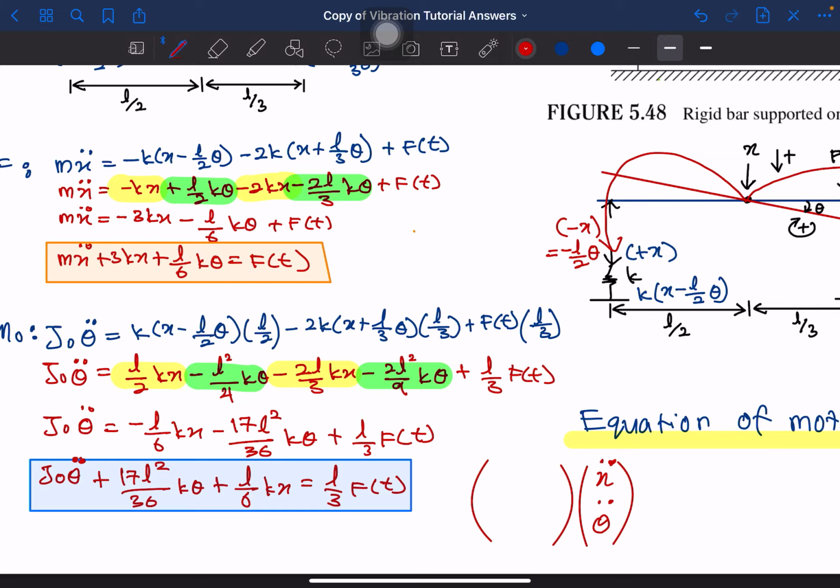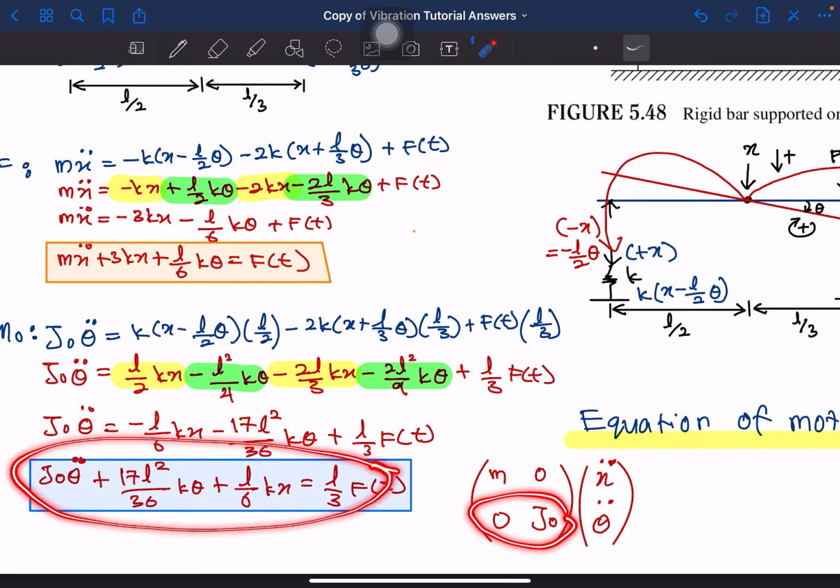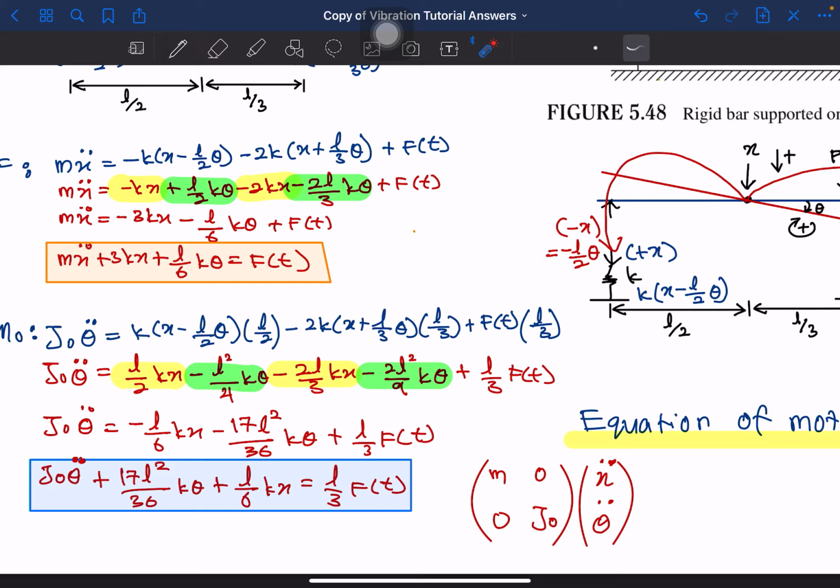Okay, so M, 0, 0, J naught. Remember, the first column is for x double dot, the second column is for theta double dot. First row is for the first equation, second row is for the second equation. You've already learned this in the linear algebra class.